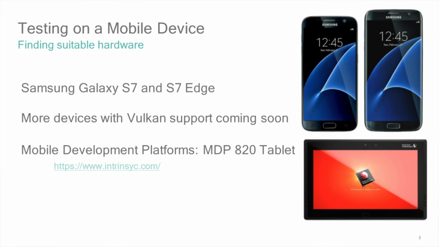Two devices worth mentioning are the Samsung Galaxy S7 and S7 Edge. These are the first commercial devices with Vulkan support. There will be many others coming in the coming months which will be updated for Vulkan support. Another option is to obtain an MDP 820 tablet from Intrinsyc. These tablets have a Snapdragon 820 with an Adreno 530 GPU capable of running Vulkan applications. We're in the process of updating the builds for these devices to include Vulkan support.